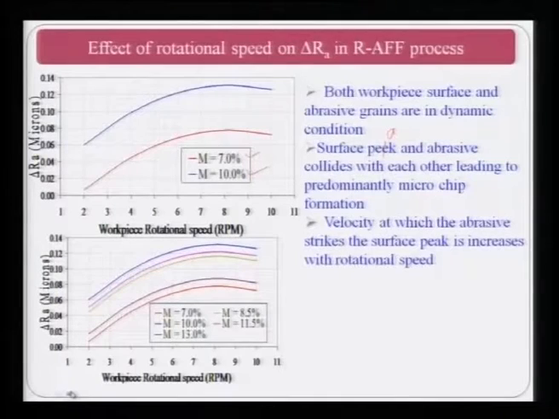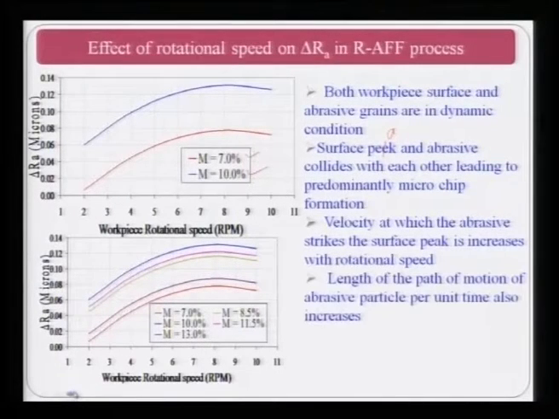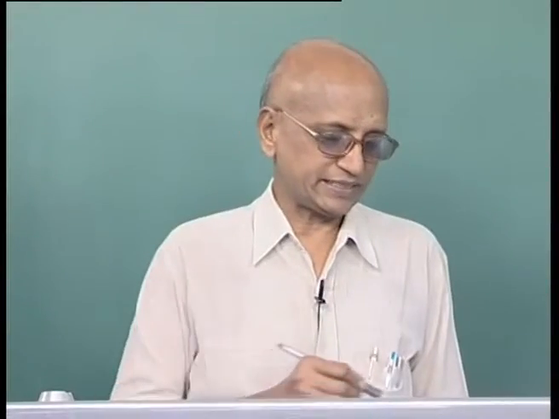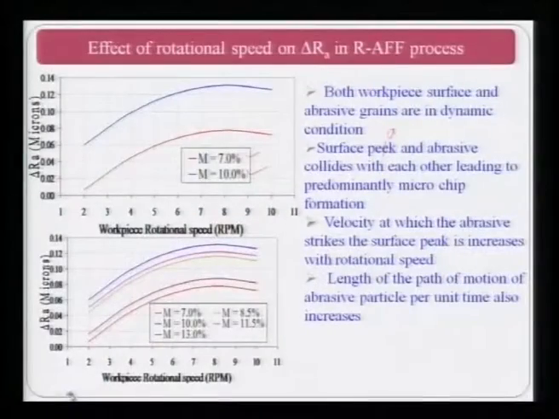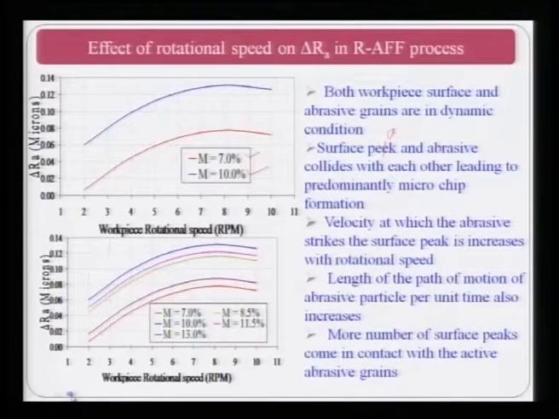Velocity at which the abrasive strikes the surface peak increases with rotational speed, definitely the length of the path of motion of the abrasive particle per unit time also increases, which I have shown to you, that in place of axial motion there is the helical motion. More number of surface peaks come in contact with the active abrasive grains in case of RAFF as compared to AFF.